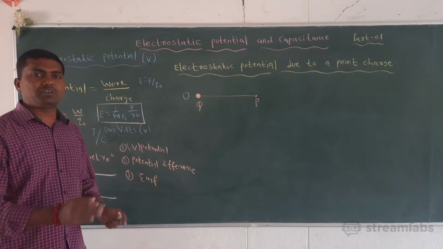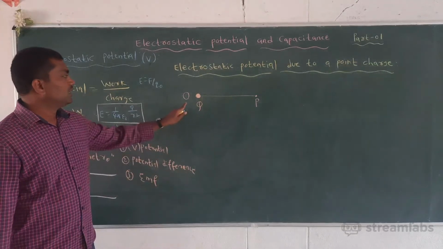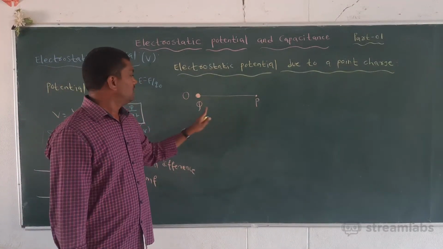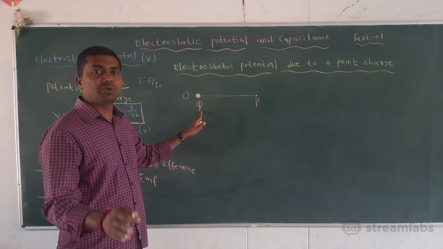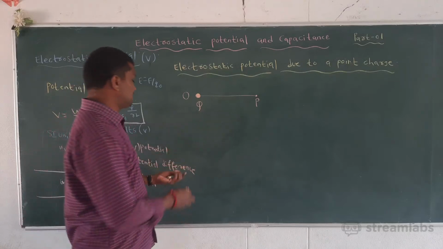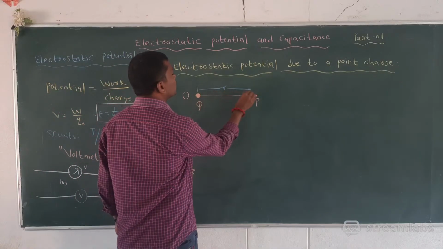So the distance between O and P. What I am saying here, this is the point O, point P. The point charge is Q. So the distance between the point O and point P is represented by small r.